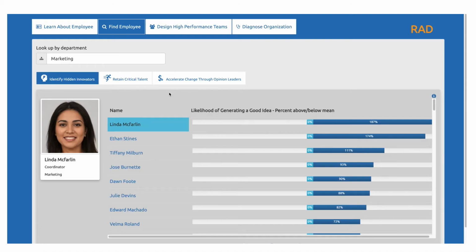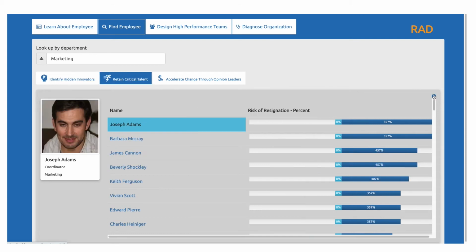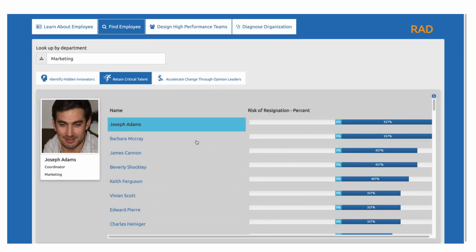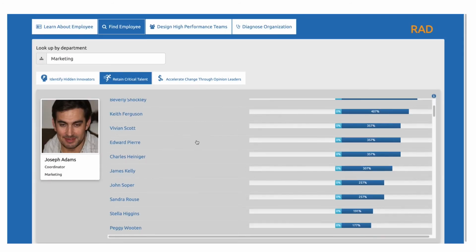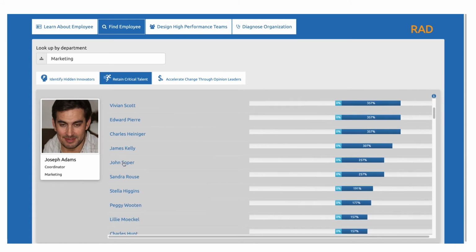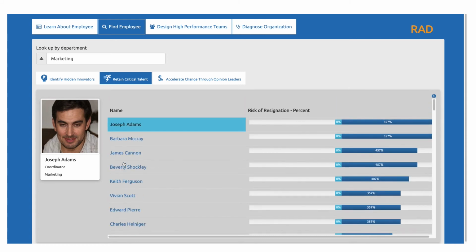Now we turn to identifying the critical talents we need to retain in, say, the marketing department. Let's look at what we mean by critical talents by clicking on the tooltip. It means the risk of resignation. Click on Retain Critical Talent on the menu, and we will see the following list. In this case, Joseph Adams is the most likely employee to resign in the short term. His connections have been decreasing during this last period.